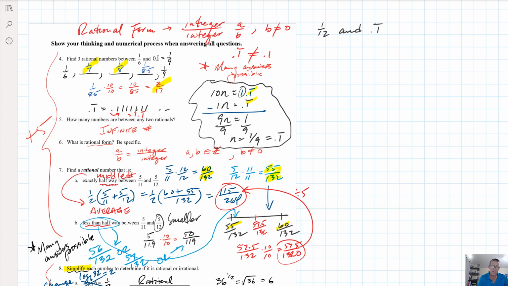A few people on the test thought 0.1 repeating was 1/10, but that means they don't understand the repeating symbol. So let's try to understand that better this time. The repeating decimal is not 1/10. It's 1/9. Now that we know what it is, we have to find fractions or rational numbers between 1/9 and 1/12. So I'm going to line them up.